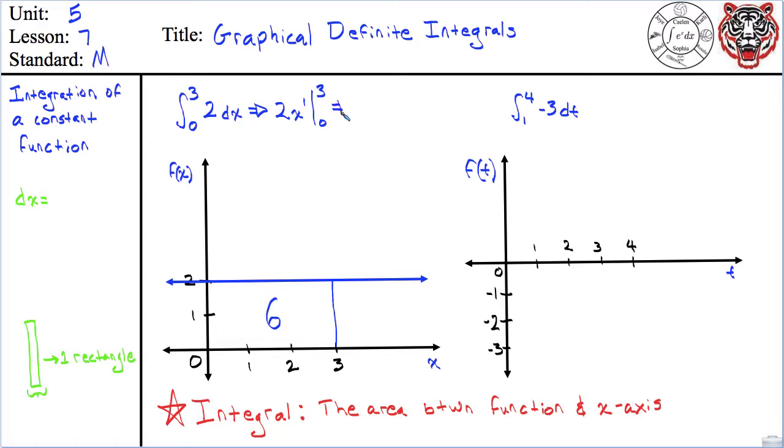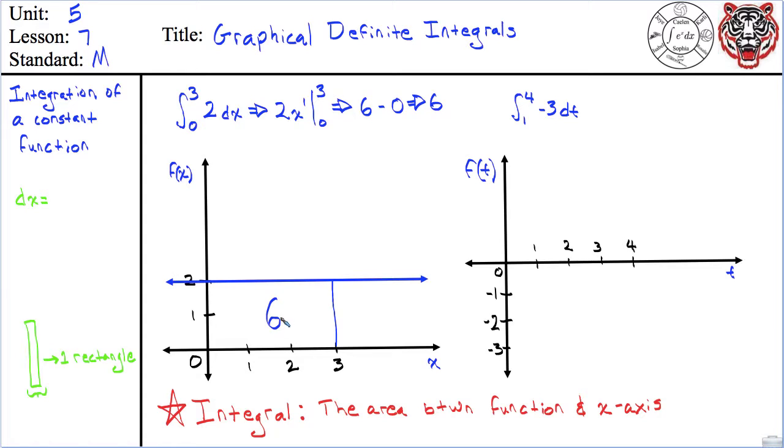And what does that turn into? So I'm plugging in 3 first, the end first, so this is 2 times 3, which is 6, and then plugging in 0 next, minus 0, and that gives me 6. So analytically, we know it's 6, but graphically, we can also see why it's 6. It's the area between the function and the x-axis.